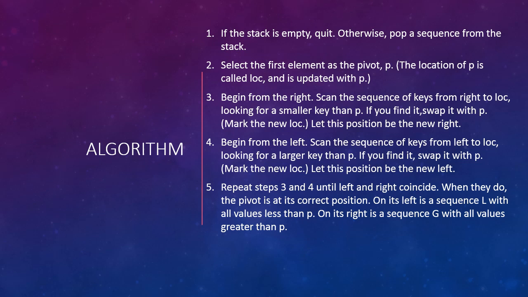Step 5. Repeat steps 3 and 4 until left and right coincide. When they do, the pivot is at its correct position. On its left is a sequence L with all values less than P. On its right is a sequence G with all values greater than P. Step 6. Push L onto the stack, then push G onto the stack. Step 7. Go to step 1.